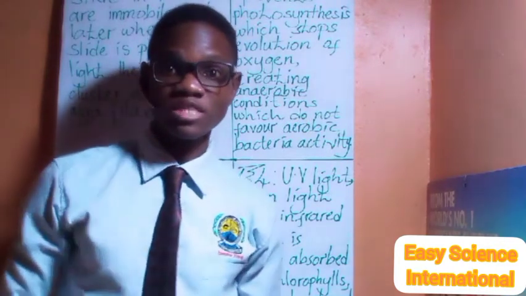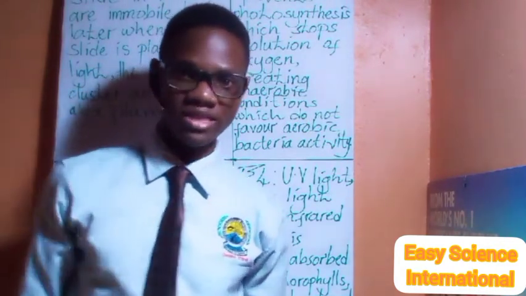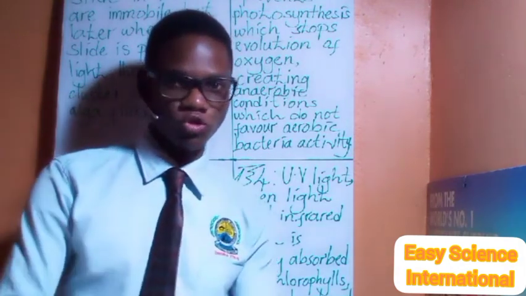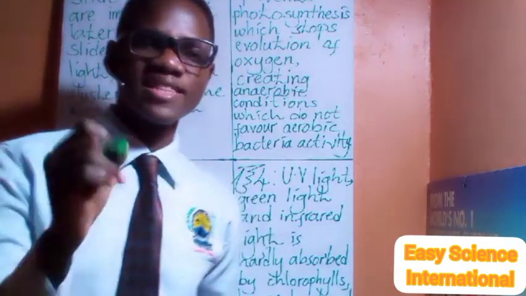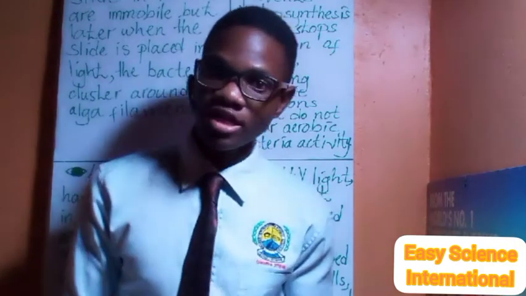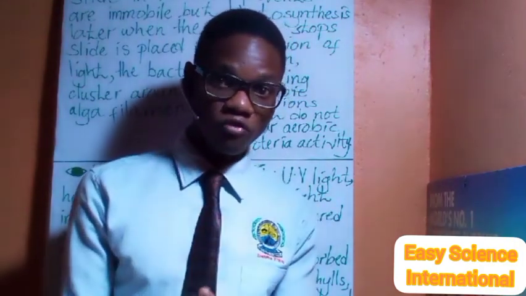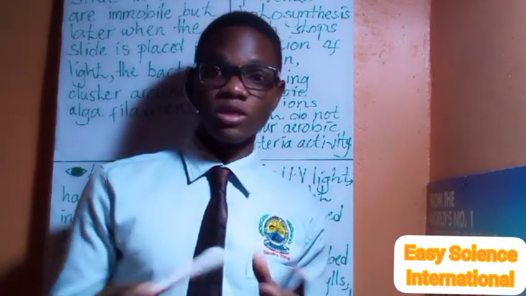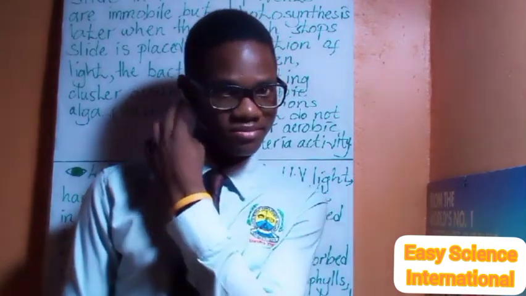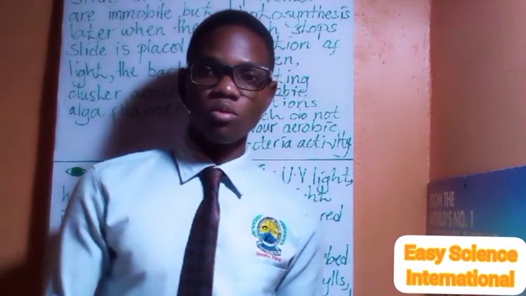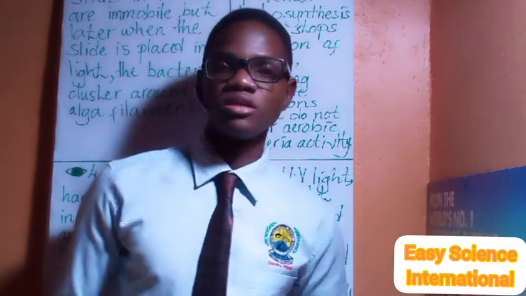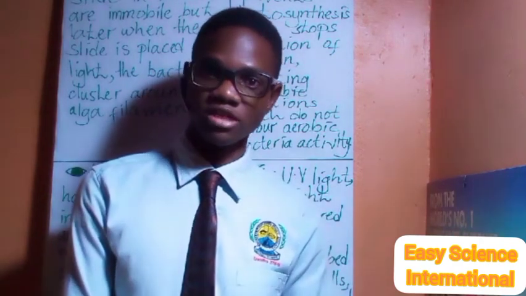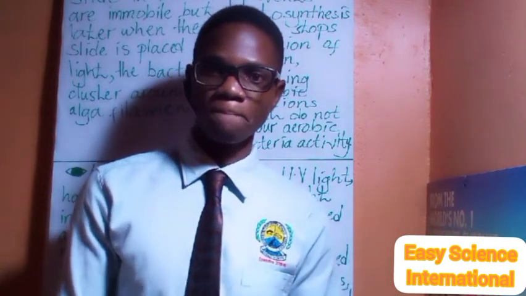So we are looking at observation 3, our second last observation. Now we want to look at our control experiment. Remember, the second slide containing the drop of water with our cladophora or green algae thread was placed in total darkness. So we want to see what really happened with the motile bacteria, which are aerobic in nature.